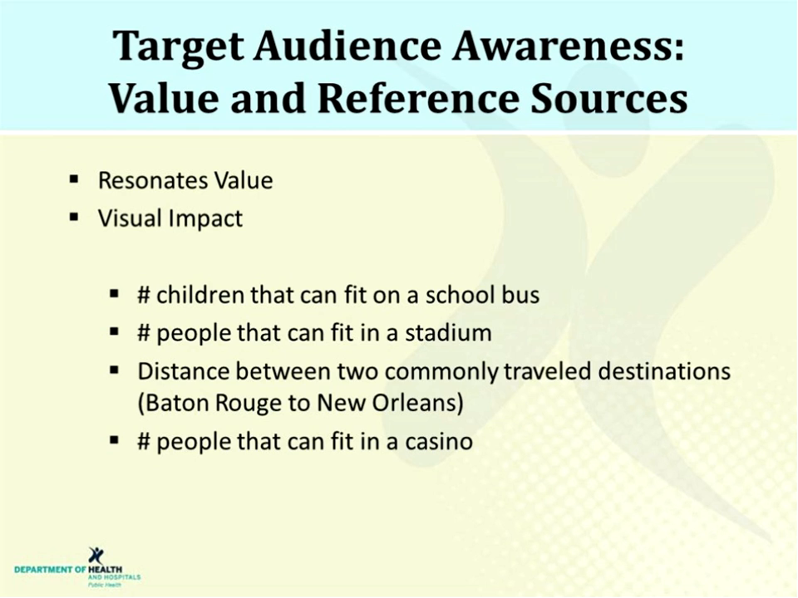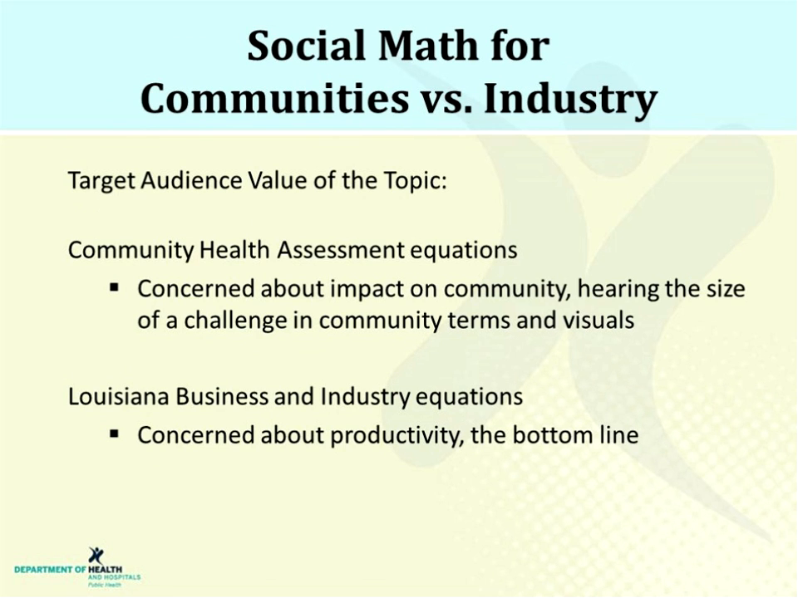Having target audience awareness, especially for us in Louisiana, has been very important as we've developed social math. It's most important to find out what's going to work best for the community that you are speaking to. Always remember that it needs to resonate value and also create visual impact. For Louisiana, places like a packed football stadium, a common casino, and distances between two common cities that people commute are going to have visual impact when creating social math.